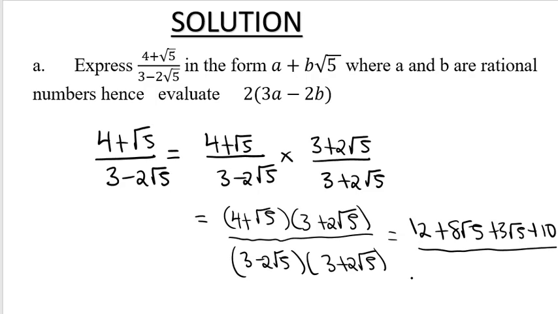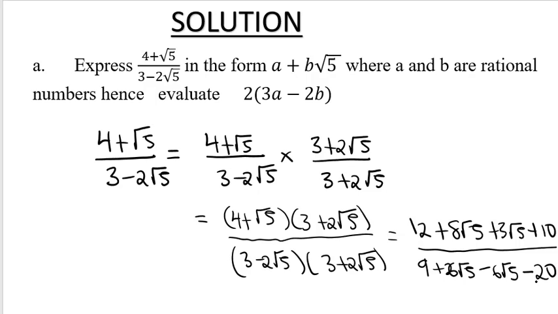Now for the denominator, we have 3 multiplying 3, that gives us 9. The same 3 multiplying 2 root 5 gives us plus 6 root 5. Minus 2 root 5 multiplies 3, that gives us minus 6 root 5. Then minus 2 root 5 multiplying positive 2 root 5 gives us minus 20.